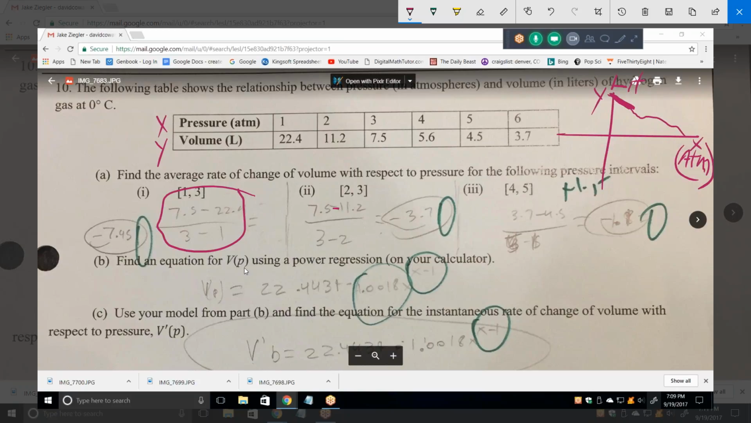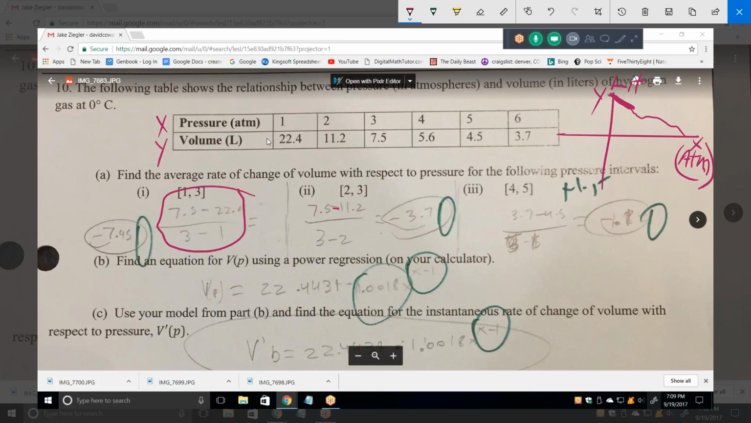Find an equation for V of P using a power regression on your calculator. And you know how to do that? No. You have an Inspire, right? Yeah. Okay, do you know how to put in a list into a spreadsheet? Oh, yeah. Okay, your first column is going to be X, or pressure. Your next column is going to be volume.